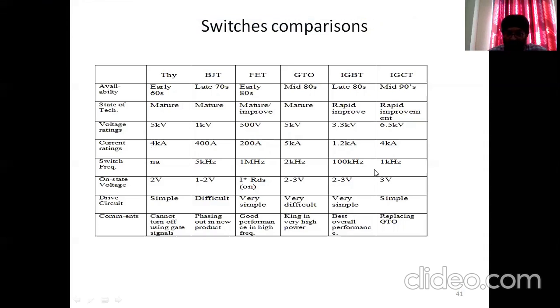Now, switching frequency. We can say that BJT and FET cannot handle large voltage and current ratings, but they can handle large values of switching frequency. So 1 megahertz is the largest in this matrix of switches. So BJT over here looks very difficult to use in power electronics. The drive circuit is also very difficult.